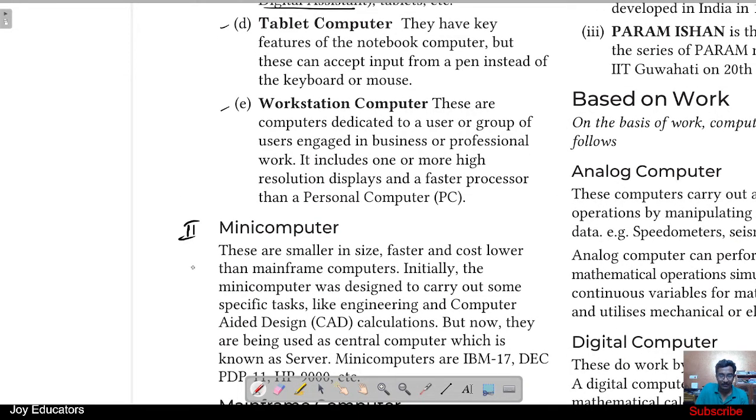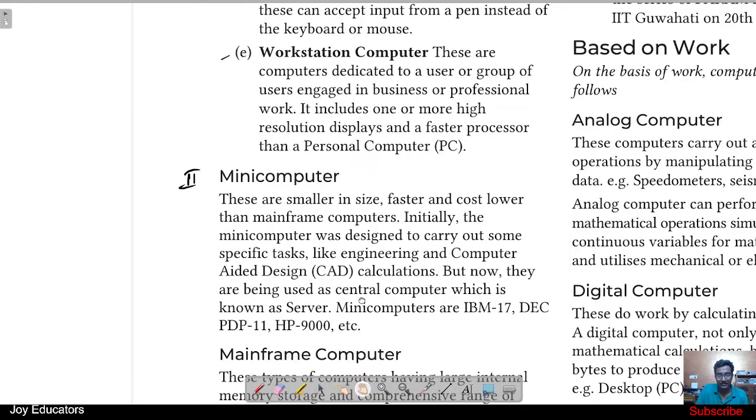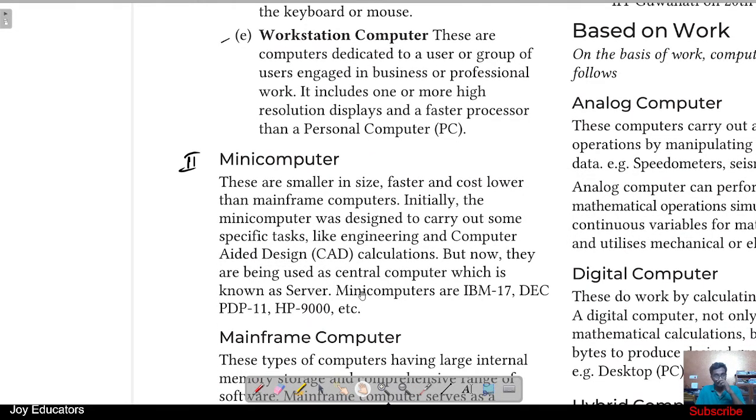Mini computers. So what are mini computers? Mini computers are similarly smaller in size. They are fast compared to micro, and cost lower than mainframe computers. Initially the mini computers were designed to carry out specific tasks.